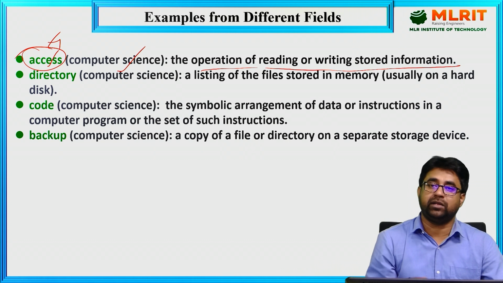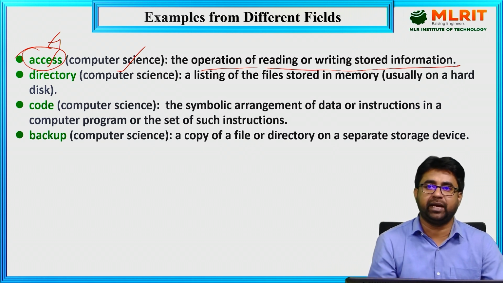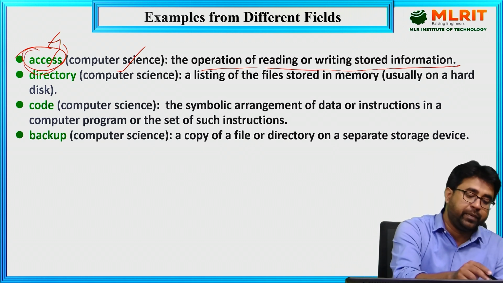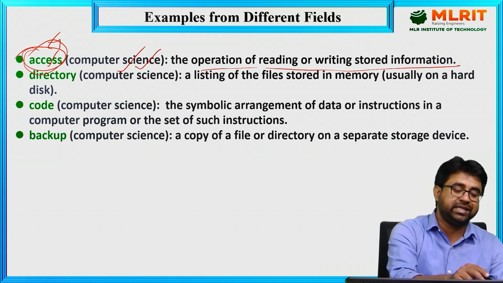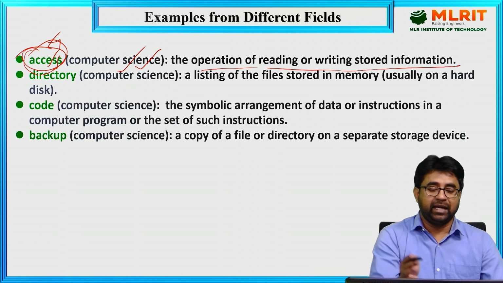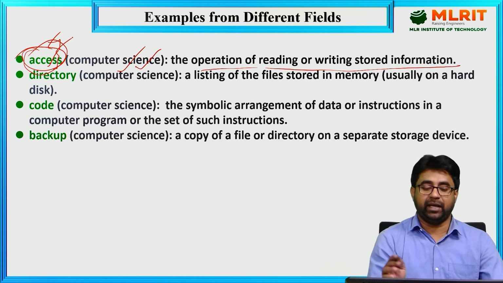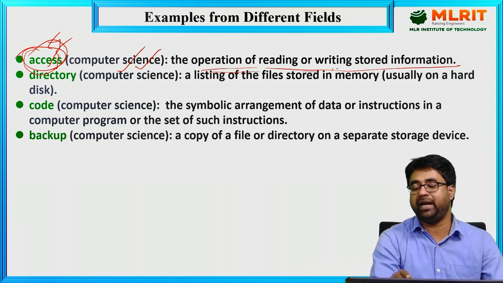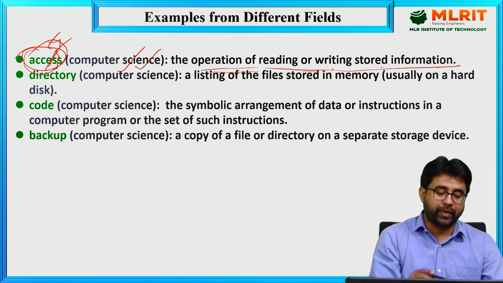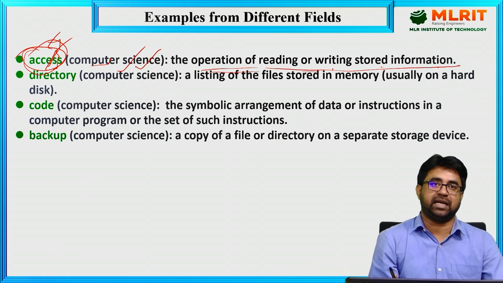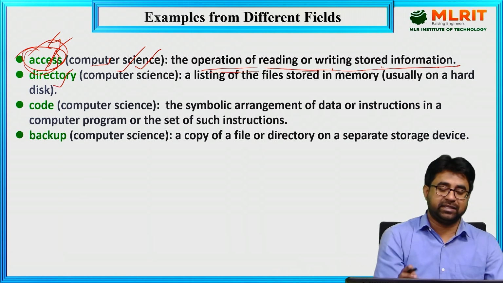General vocabulary is the words that we use for our day-to-day communication. But the moment we come to computer science, if I am talking about computer science and using this particular word access, it contains a different meaning. What is the meaning? The operation of reading or writing stored information. So it is a technical vocabulary when pertaining to the field of computer science. Fine. Directory, again the same case, computer science.